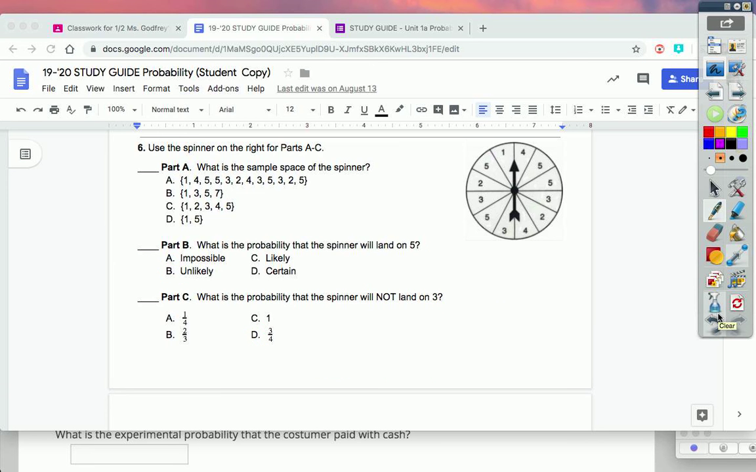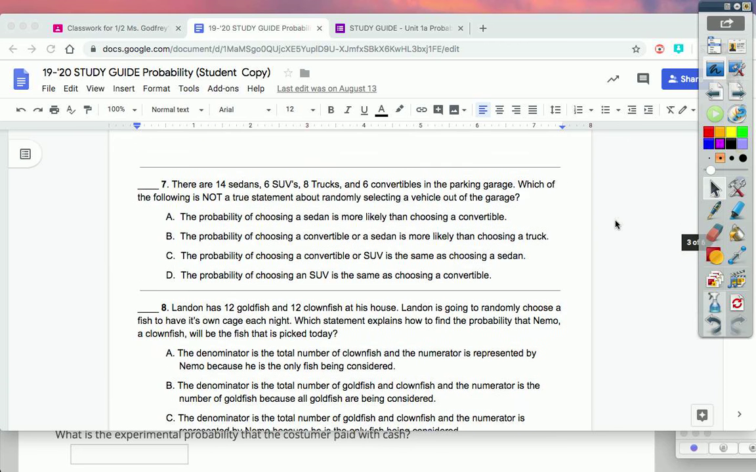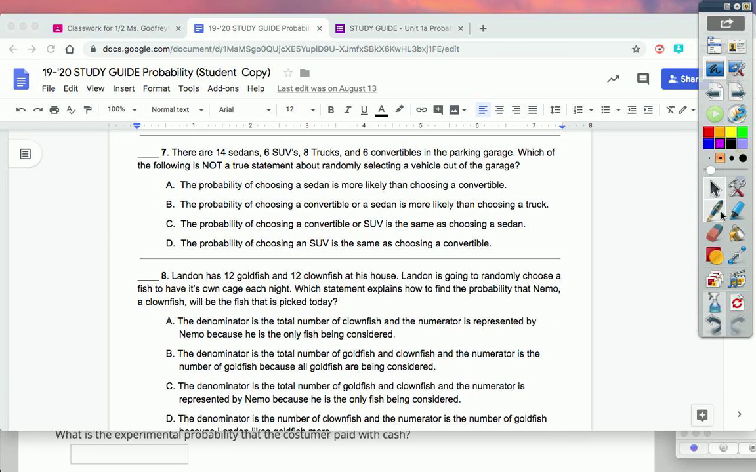So on number 7, we're talking about cars. There are 14 sedans, 6 SUVs, 8 trucks, and 6 convertibles in the parking garage. Which of the following is not true? We're looking for the one that is not a true statement about randomly selecting a vehicle out of the garage.